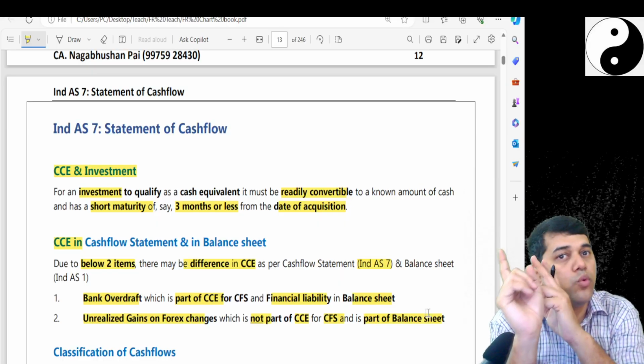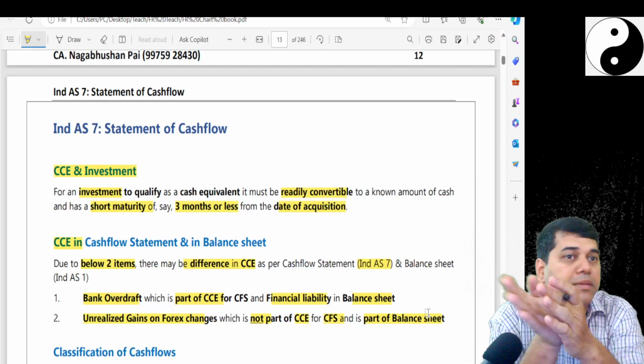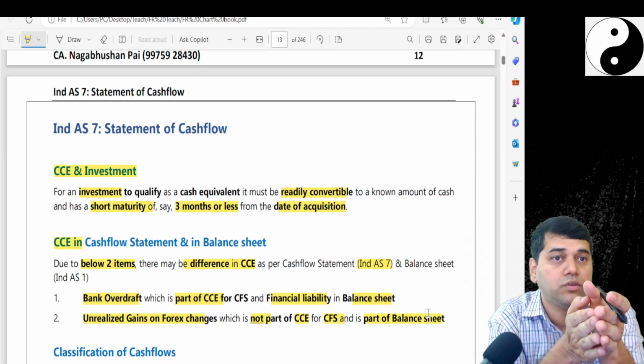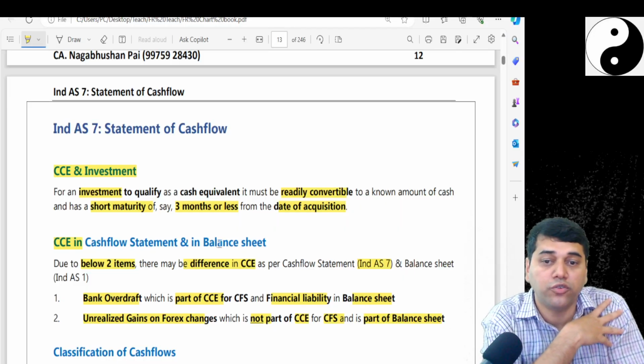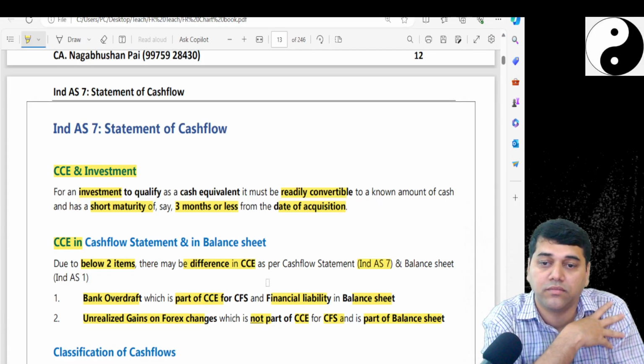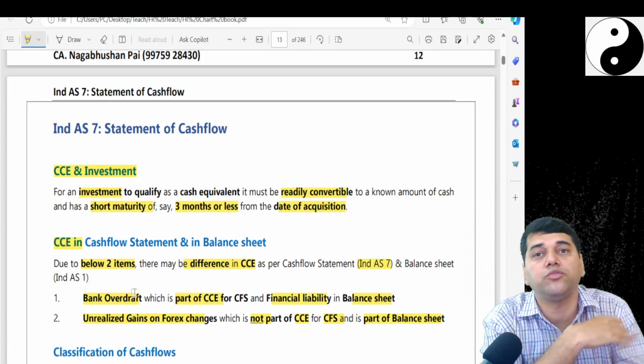So you show what was the dollar cash balance at the beginning only. The unrealized portion you don't show. So there can be some difference. So you have to prepare one reconciliation statement. So these two items you have to show in the reconciliation.